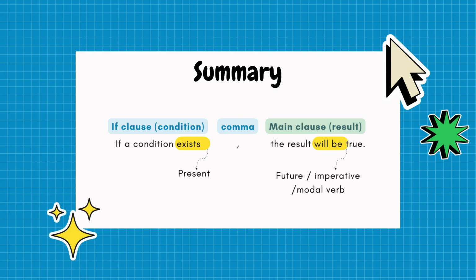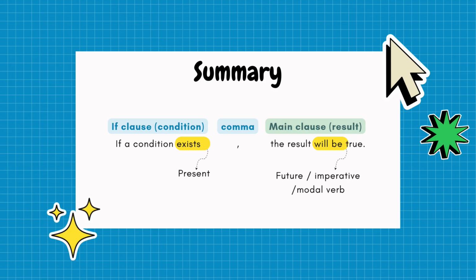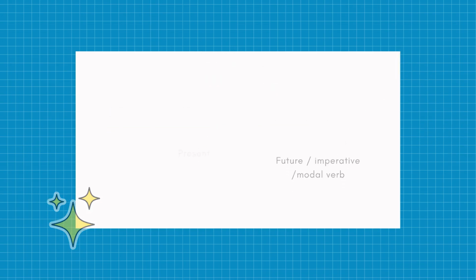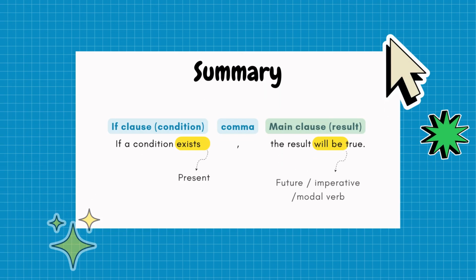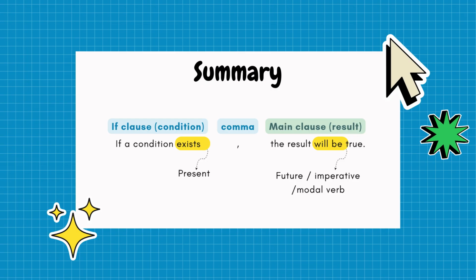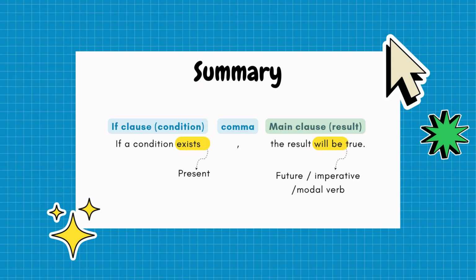Summary. If clause, condition, comma, main clause, result. If a condition exists, comma, the result will be true. If clause, condition, present. Main clause, result: future, imperative, modal verb.